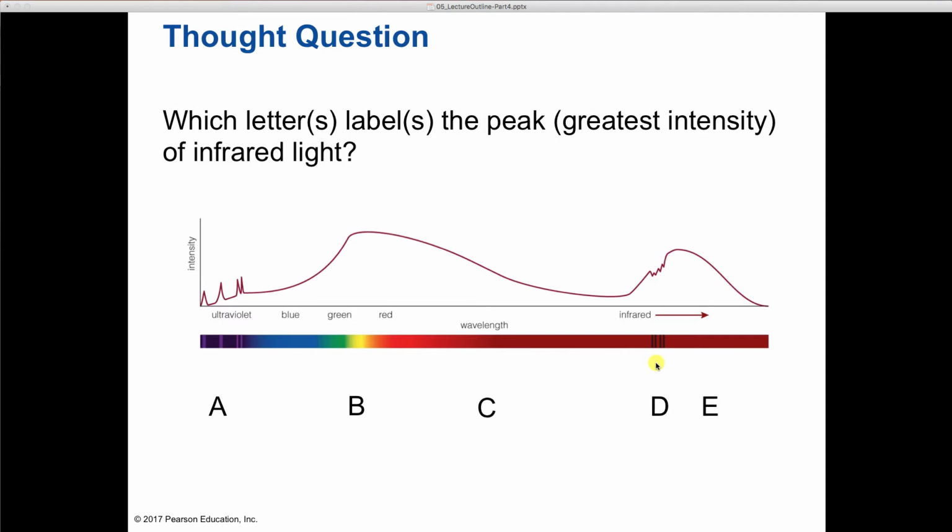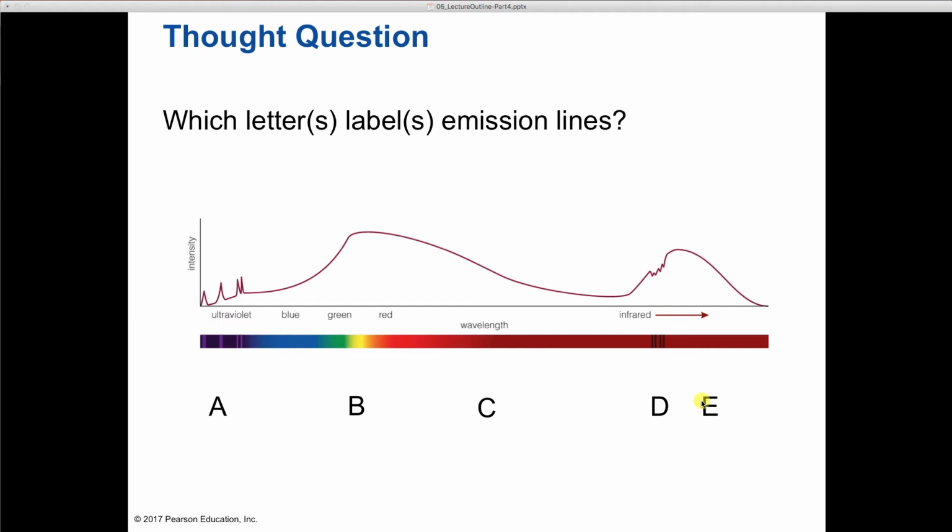Which of these letters would indicate the greatest intensity of infrared light? Infrared is over here, and somewhere in this region, this wavelength is the brightest infrared wavelength. And so that would be indicated by E. Which letter labels emission lines? Emission, again, is additional light given off by something. And so that would be these guys over here. There's some atom or molecule in this object that's giving off particular colors, and these would be the extra amounts of those colors being emitted. So A would be your emission lines.